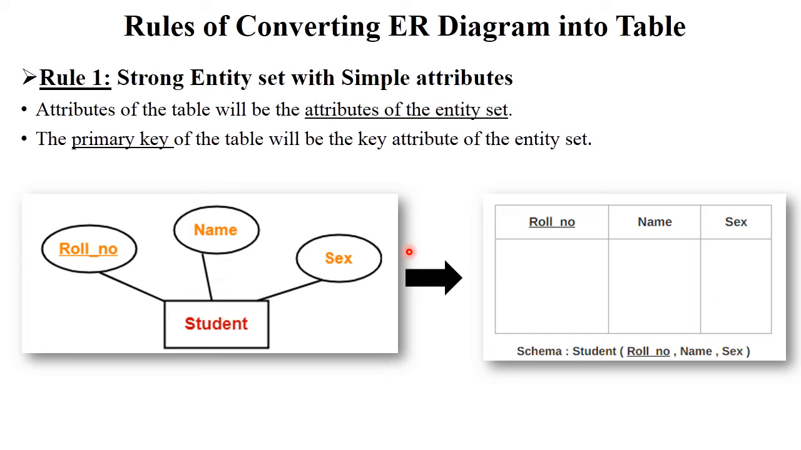You have to mention all the attribute names as columns. So roll number, name and sex. Roll number is a primary key, so always mention the primary key in the first column. In this way you can convert a strong entity set ER diagram into a table.